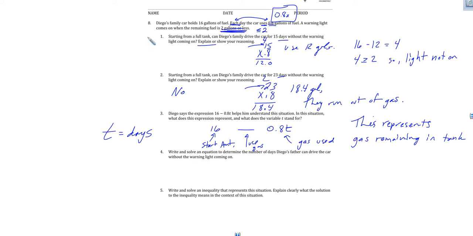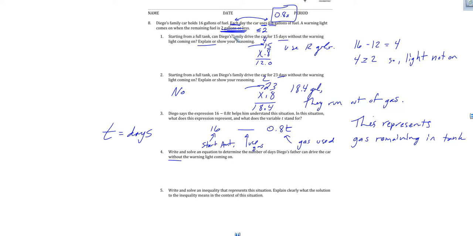Wrap this thing up. We're still on number 8. It's a doozy. It's pretty long. Number 4, we're talking about writing and solving an equation that determines the number of days Diego's father can drive the car without the light coming on.